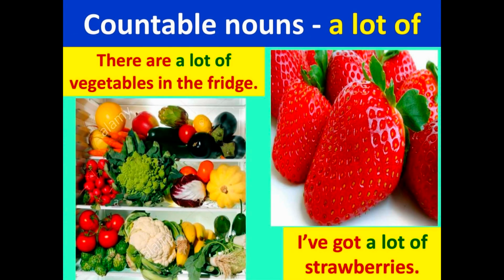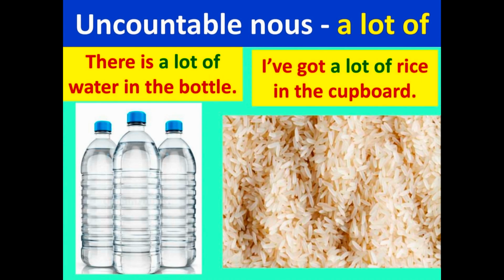Example for countable nouns: a lot of. There are a lot of vegetables in the fridge. I have got a lot of strawberries. Example for uncountable nouns: a lot of. There is a lot of water in the bottle. I have got a lot of rice in the cupboard.